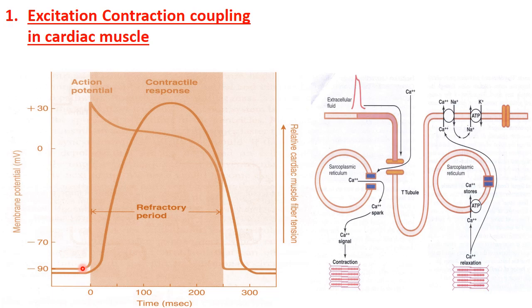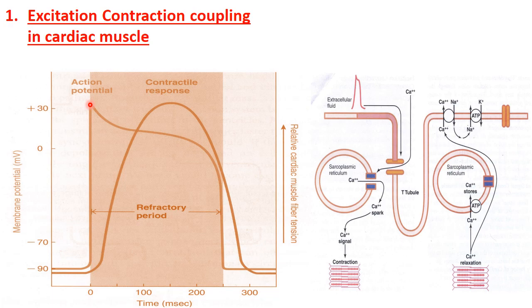So from minus 90, when the conducting tissues or the Purkinje fibers bring the action potential to the contractile myocardial cells, the voltage changes by electrotonic conduction from minus 90 to minus 70. At this stage, the fast voltage gated channels open up and that wave of depolarization is recorded in the action potential. It reaches the zero level and then there is an overshoot of plus 30, plus 35, whatever is the reading.